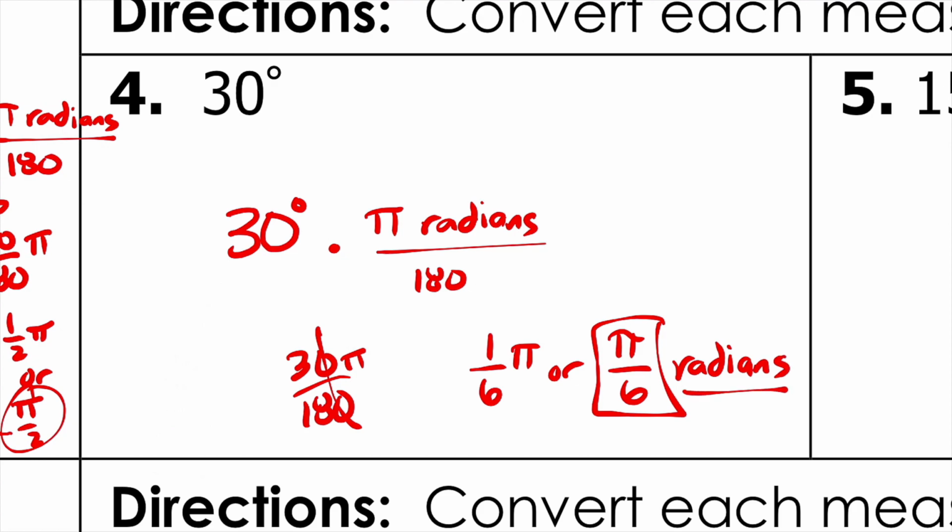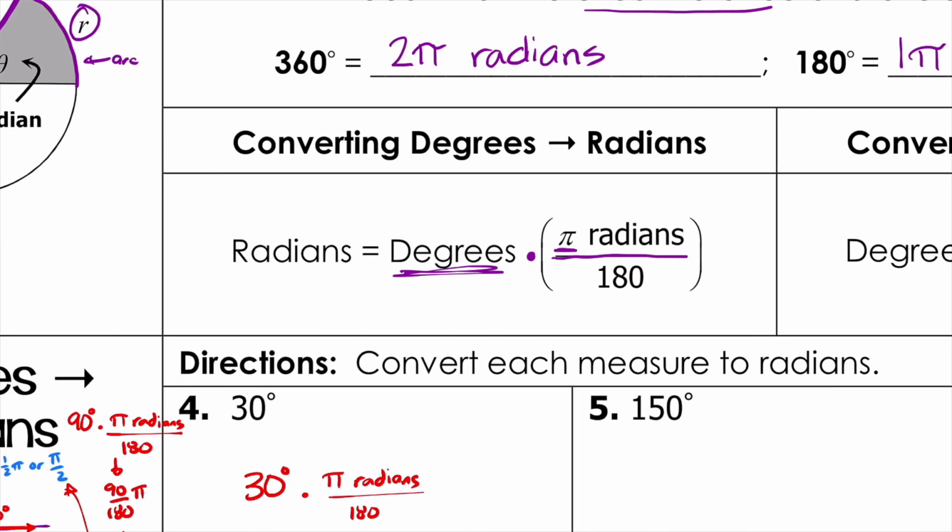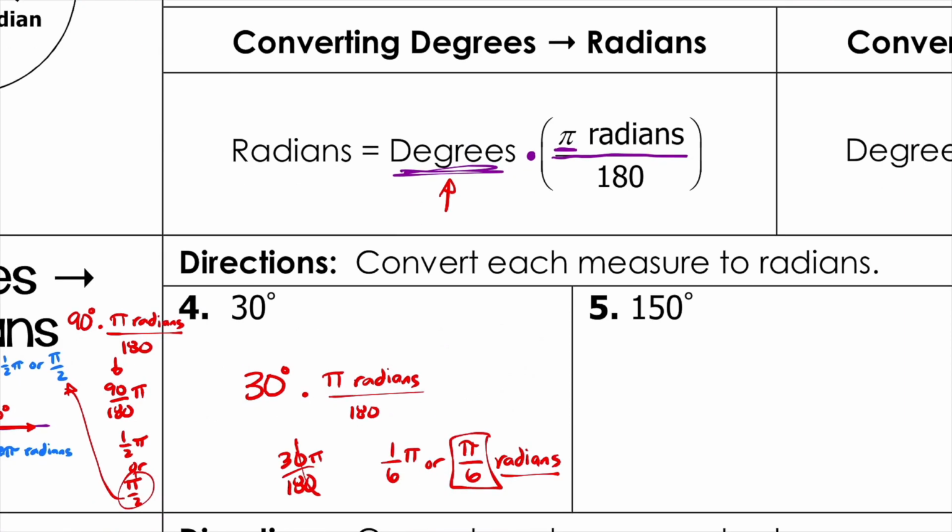Okay. If you're not understanding it, back up. Look at my explanation again. Here are the formulas. Just plug in your degrees into the formula to get radians. Okay. Let's look at number 5.